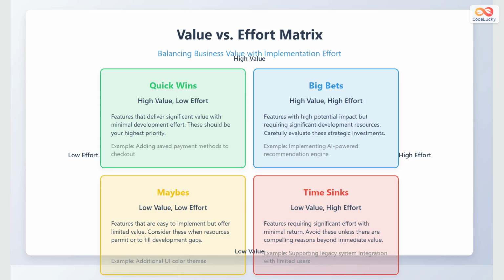The big bets quadrant includes features with high potential impact but require significant effort, so careful evaluation is required. An example is implementing an artificial intelligence-powered recommendation engine. The maybes quadrant includes features that are easy to implement but offer limited value, which can be considered when resources permit. An example is additional user interface color themes. The time sinks quadrant includes features requiring significant effort with minimal return, which should be avoided unless there are compelling reasons. An example is supporting legacy system integration with limited users.